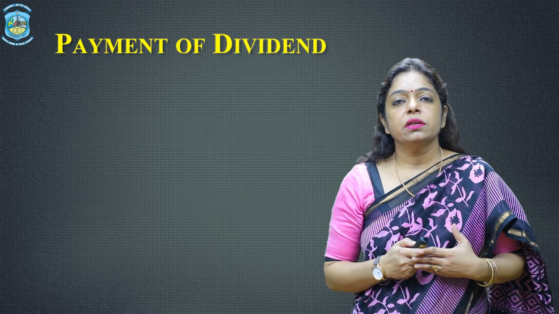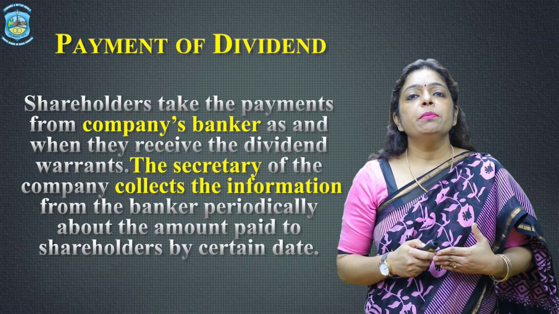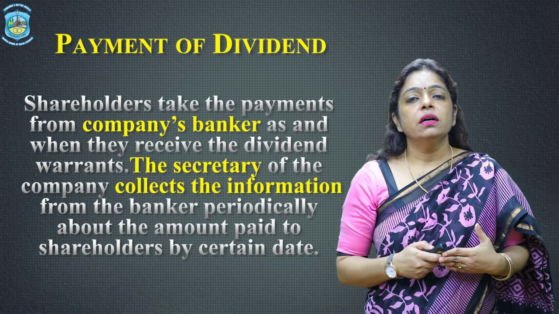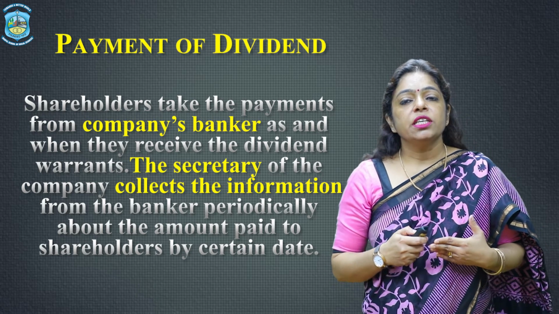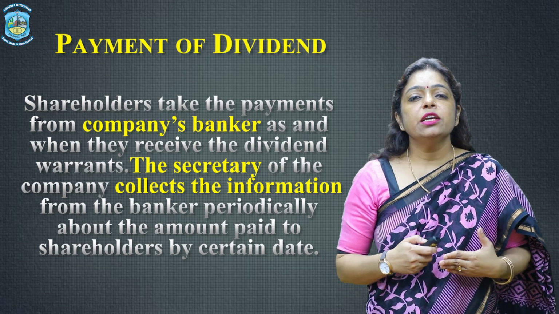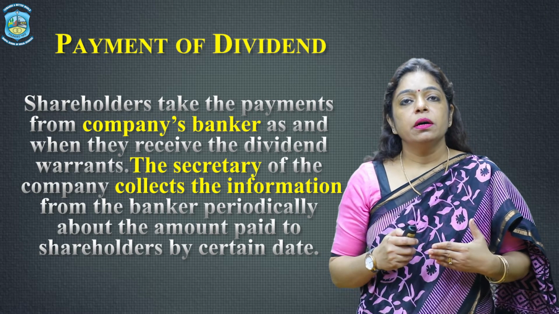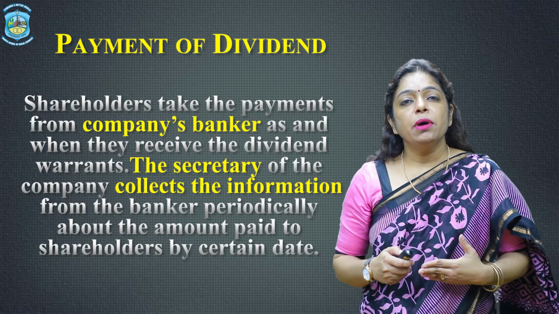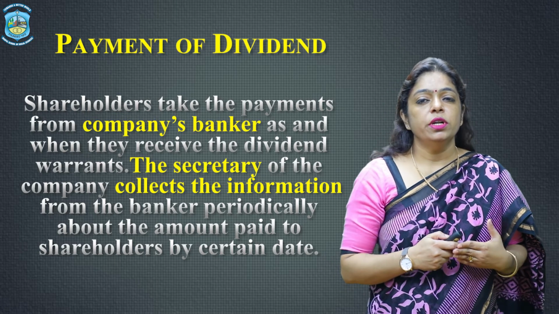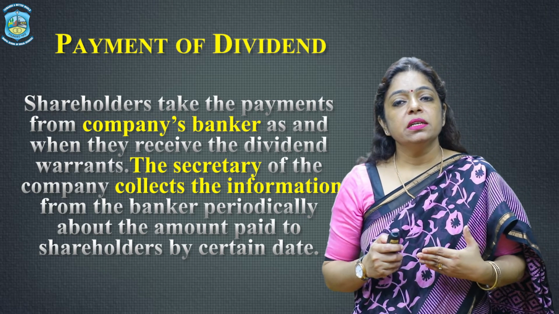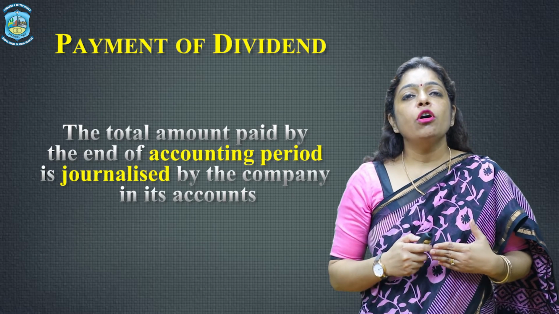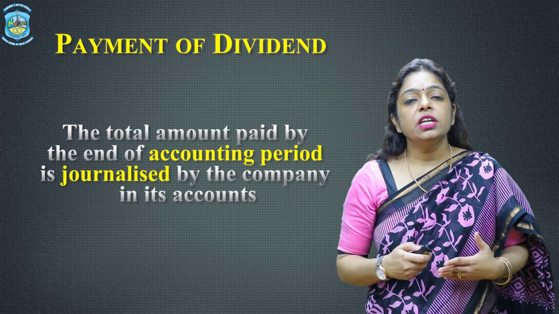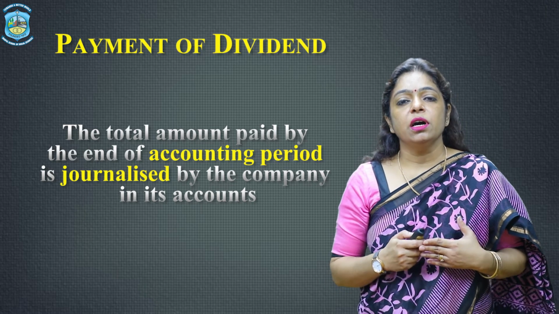Point number 5. Payment of dividend. Shareholders take the payments from the company's banker as and when they receive the dividend warrants. The secretary of the company collects the information from the banker periodically about the amount paid to the shareholders by a certain date. The total amount paid by the end of the accounting period is journalized by the company in its account.